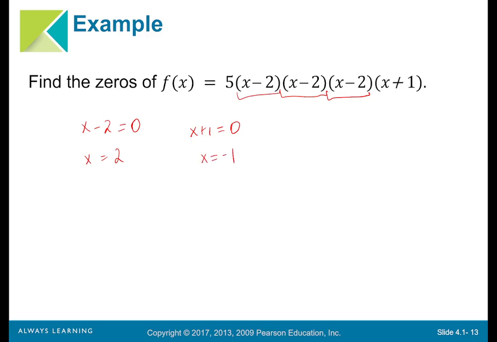And I didn't need to set all 3 of these equal to 0. Of course, it would have gotten x equals 2 3 times. But that copy of x minus 2 happening 3 times does play a role in the graph, and we're going to see that in a moment. But for now, my zeros translate to these x-intercepts as well. Negative 1, 0, and 2, 0.